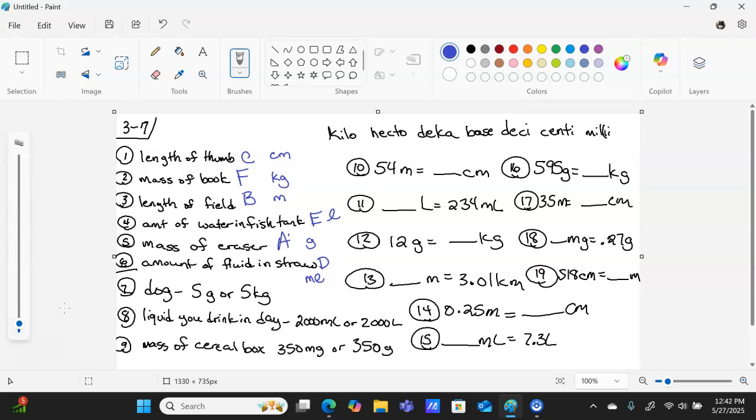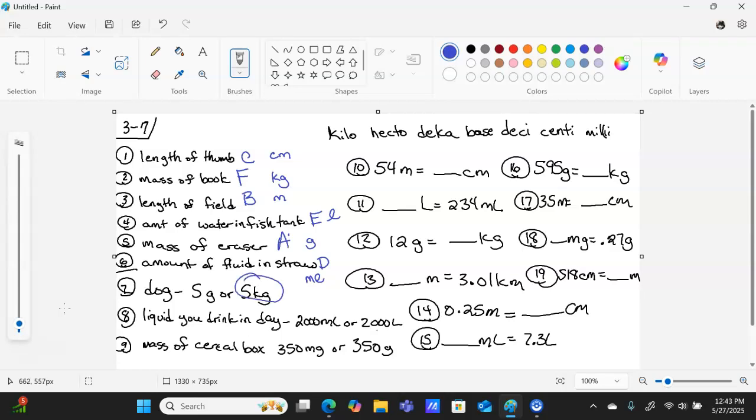Again, grams is a mass unit, or how much something weighs. Meters or centimeters is a length unit, and liter is a volume unit. Does a dog weigh 5 grams or 5 kilograms? Well, 5 grams would be about a paperclip. So you want kilograms.